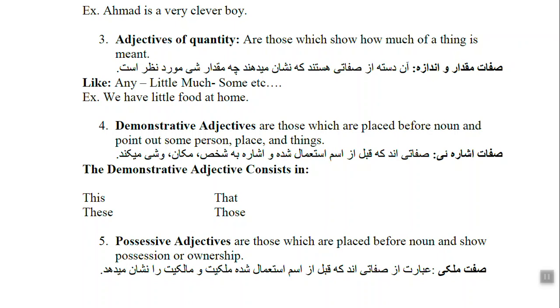Or possessive adjectives. Possessive adjectives are those which are placed before noun and show possession or ownership. For example, my, your, his, her, its, our, their, and lots of these things. This is our class. In this case, we say that this class is ours. It's the same that you said this class is ours, or this is our class.